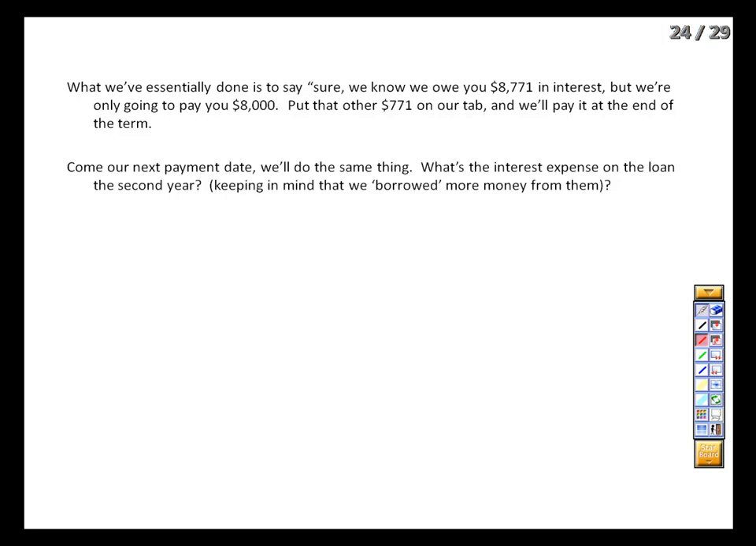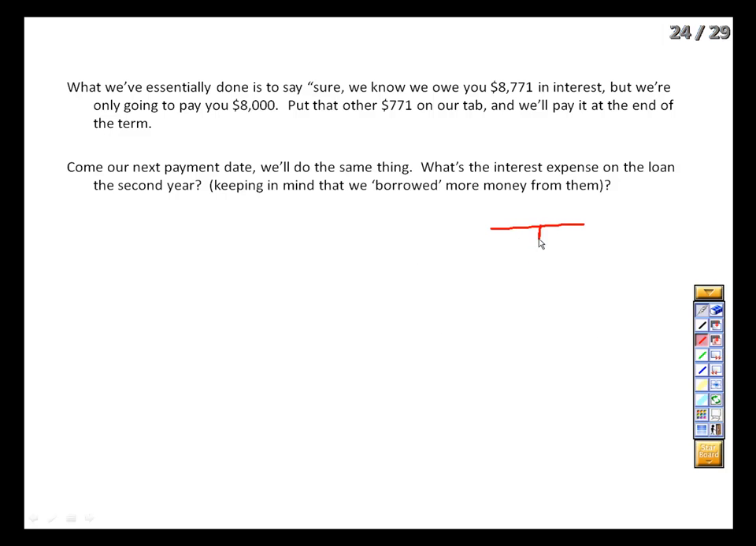Let's fast forward to the next year. It's again time to pay interest, and we have to calculate our interest expense again. It's not going to be the same $87,771 we recorded last year, though. Why? Because the deal is we pay interest on the money that we've borrowed, and we haven't borrowed $87,771 from them anymore. We've now borrowed $87,771 plus what they stuck on our tab, that extra $771. We can see that by looking at the T accounts for the bonds and the discount.